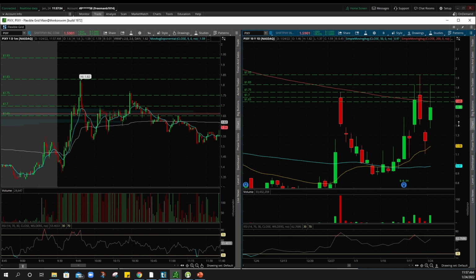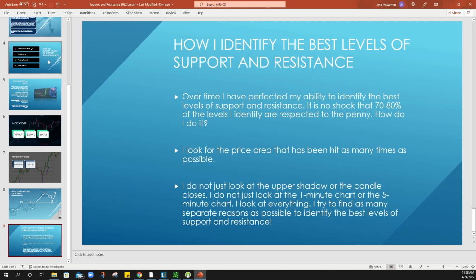So we could always take it a next step further, and I highly recommend that. Start with your daily time frame. Find as many separate reasons as possible. Again, what separate reasons can you use to identify a potential key level of support and resistance?